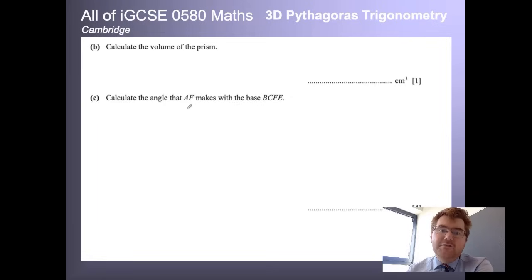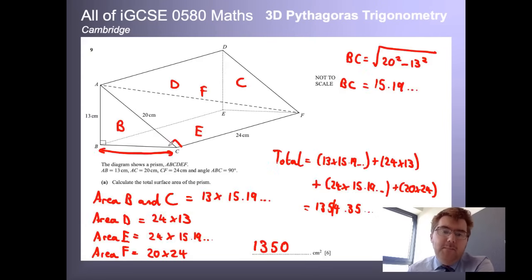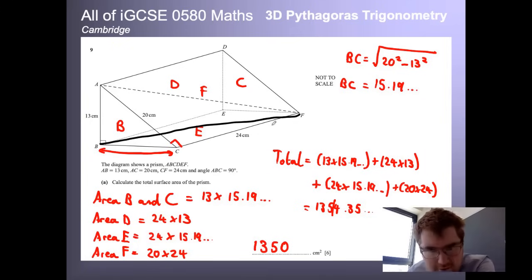So I want to calculate the angle that AF makes with the base BCFE. So the key thing to do here is make sure you label that correct angle. Okay, now we're going to come back to why this right angle is so important a bit later on. But let's have a look at what it actually wants us to do. So we've got our line from A to F, and we want to work out the angle it makes with the base. So in fact, what we're looking to do, so if I draw a line across like so, and it helps if I draw a completely straight line across, is actually look for this angle here.